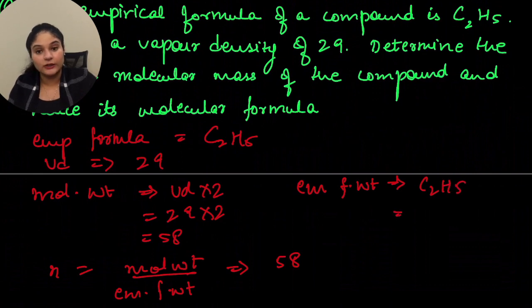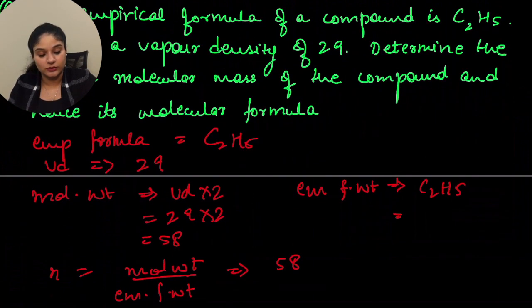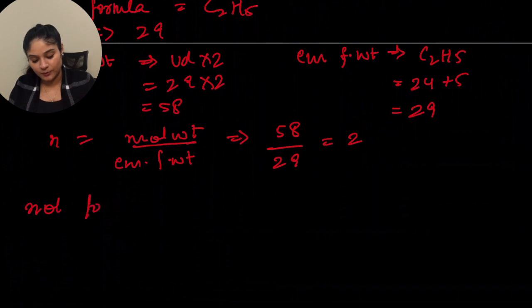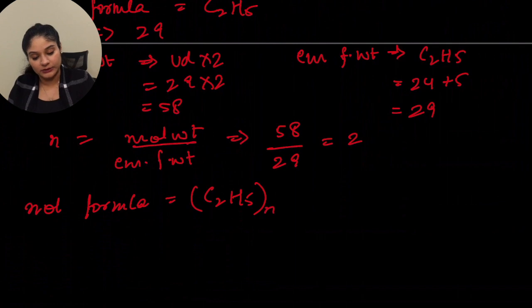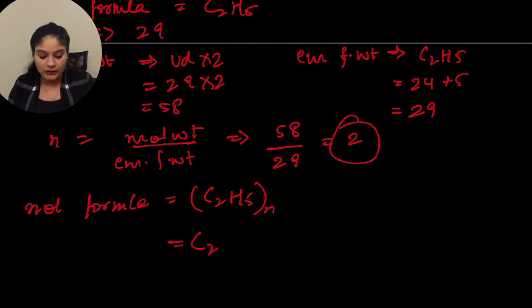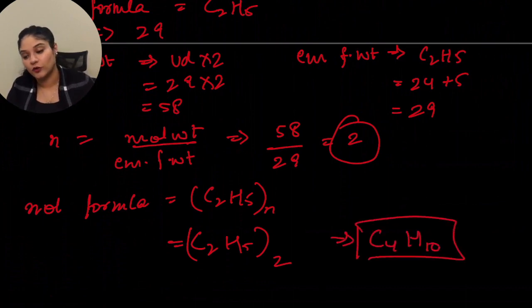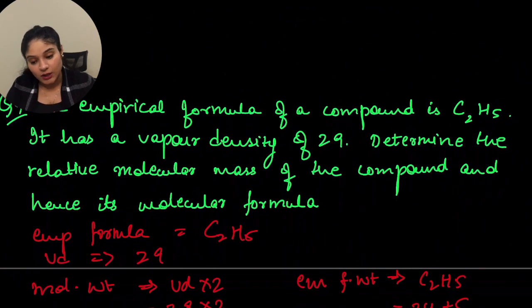So C2, that should be 24 plus 5. So if I add that up, I get 29. So 58 by 29, and if you divide that, you get 2. Now molecular formula will be C2H5 whole N. This is N that you have got. So C2H5 whole 2, so C4H10. That's your molecular formula. Is there anything else you need to find out? No, that's it. That's all the question is asking for.